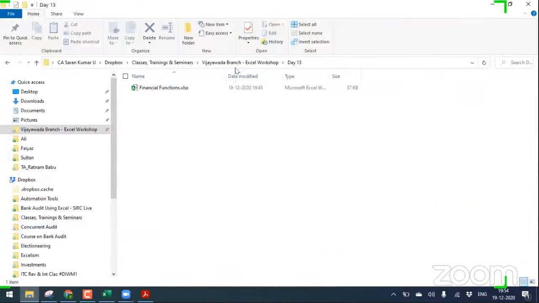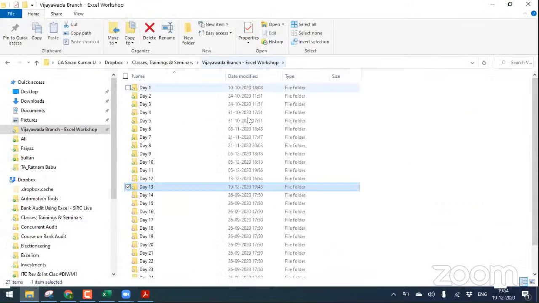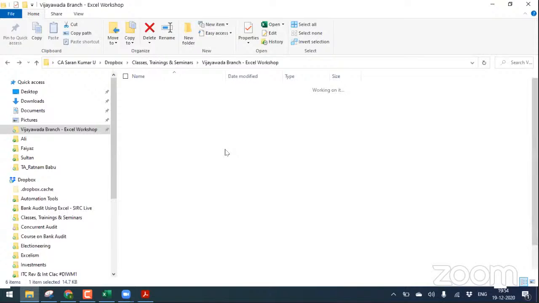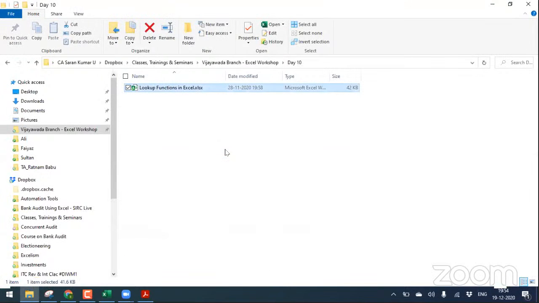Okay, one second. Let me probably explain the lookup functions. Did I cover the VLOOKUP function, HLOOKUP function? Of course, I think. Yes, sir, you had covered. Yeah, just give me one second.